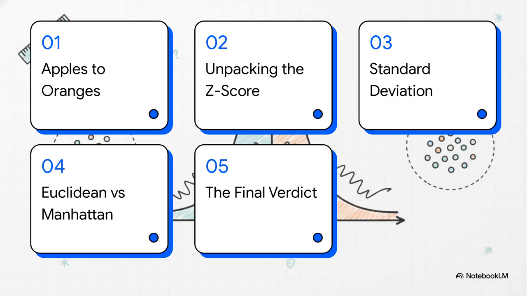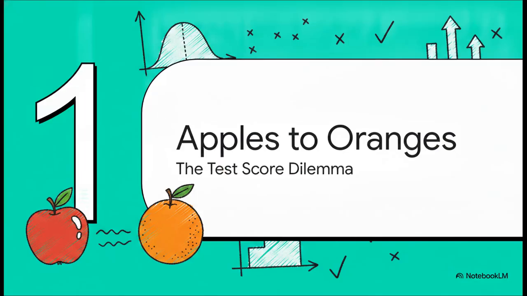We'll start with comparing apples to oranges, then unpacking the z-score, getting into the standard deviation mystery, looking at Euclidean versus Manhattan, and finally, the final verdict. All right, Section 1. Comparing apples to oranges, the test score dilemma.